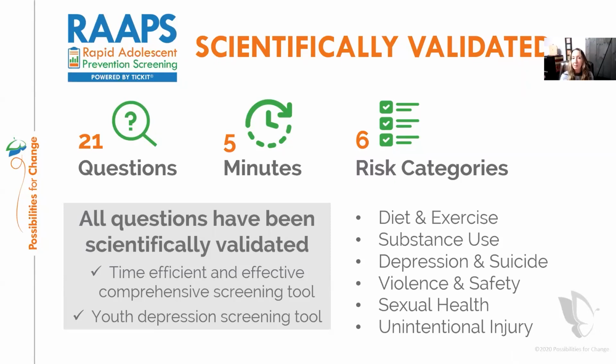So just a little background, if you don't know anything about RAPS: with just 21 questions, it's completed in about 5 minutes and is the only youth-specific short format screening available that has been scientifically validated both as a time-efficient and effective comprehensive screening tool and as a youth depression screening tool. And RAPS screens for all of the risks identified by the CDC to contribute most to morbidity and mortality in youth. You can see those categories listed there in the bullets.